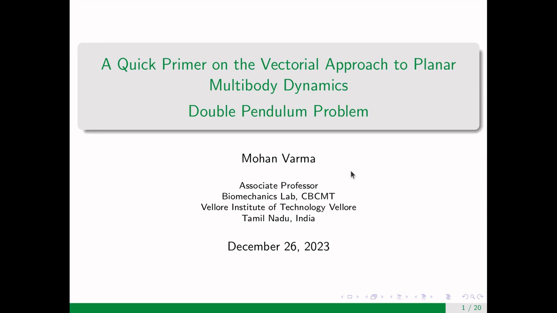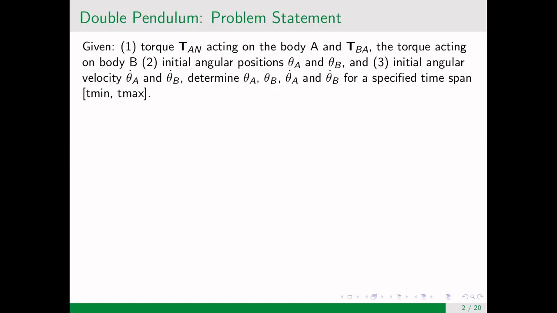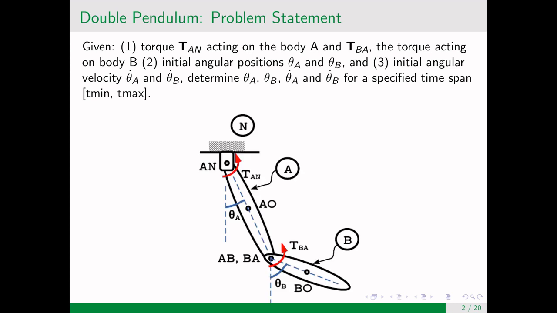Extending now the same problem to a double pendulum problem. Okay, so what is given? Again, it's an initial value problem. Let's say the torque acting at the joint AN between the ground and the first link is given, and the torque at joint AB or BA acting on the body B is also given.